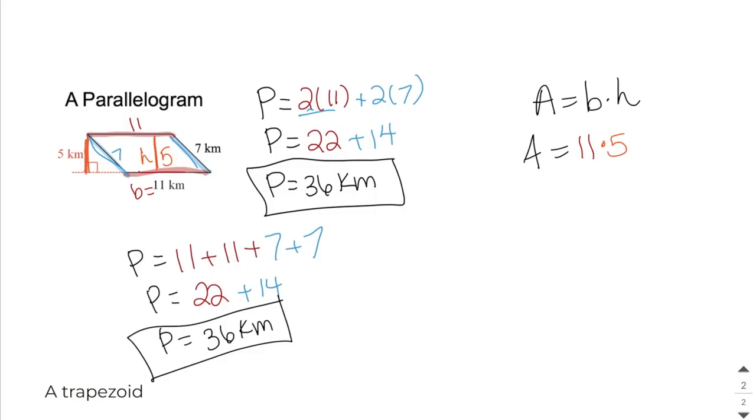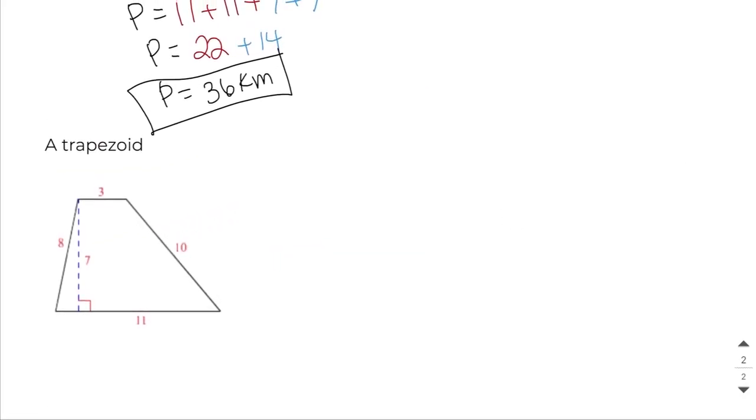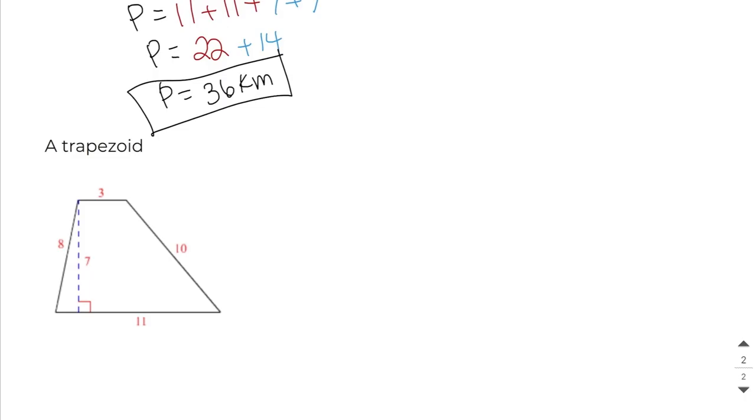Now, to find our area, we have to do the base multiplied by the height, and the height has to make a right angle with the base. So our formula for area is base times height, and so we know our base is 11, but our height right here is outside of our triangle, and that's totally fine. So our height right here is 5, which means that it's also 5 right here, so this is our height.